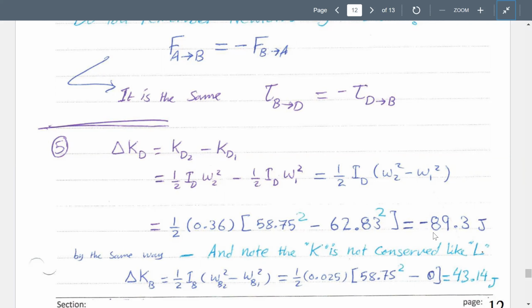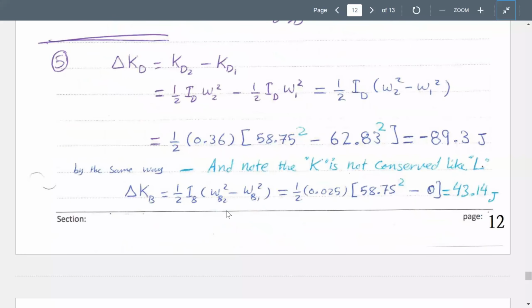Yes, because its velocity gets slower because of the ball. It takes part of its energy. What about the change in energy for the ball, which is the kinetic energy of this ball? If you compute the initial kinetic energy for the ball, it was 0 because its velocity initially was 0. And its velocity finally is the same as the velocity of the disk finally, which is 58.75 squared. And the gained energy by the ball is 43.14.